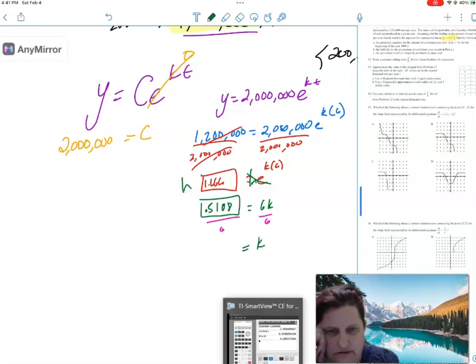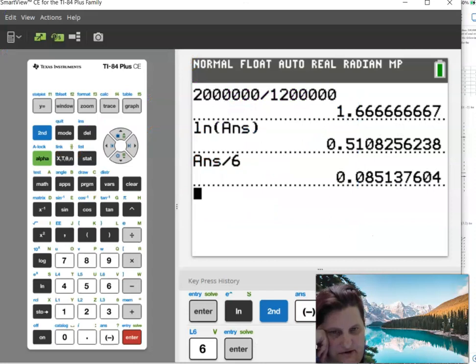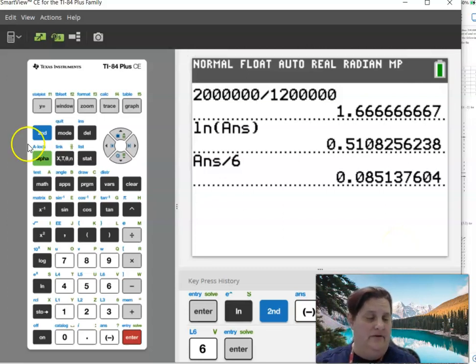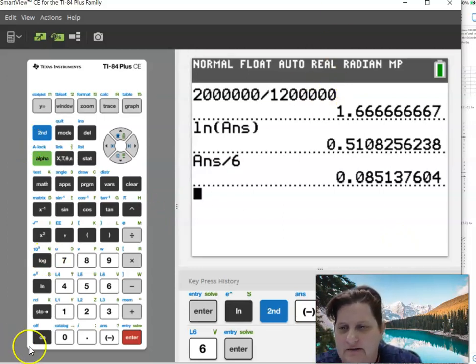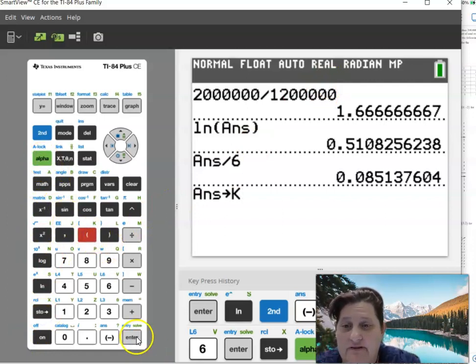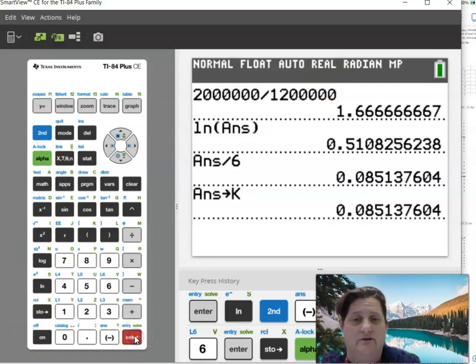let me see what it was. 0.085137. Now, I know I'm going to have to use that for the rest of the problem. So guess what I'm going to do, guys? It's this little store button. I'm going to store that in alpha K because I know that's a perfect not rounded answer, and I'm going to use that for the rest of the problem.